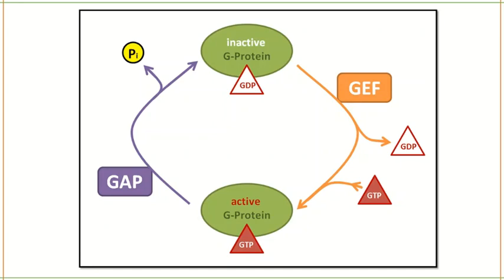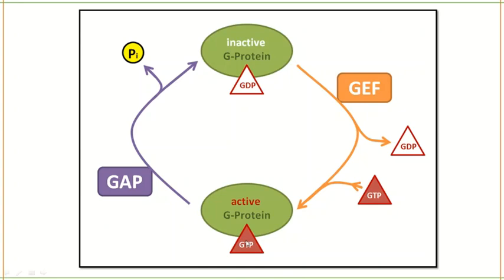So this is the cycle. You can see that this reaction happens in a cyclic way. You have inactive G protein which is bound to GDP. Then comes a factor called guanine nucleotide exchange factor, or GEF. What this factor does is replace the GDP with GTP, and when the G protein is bound to GTP, it will be active.